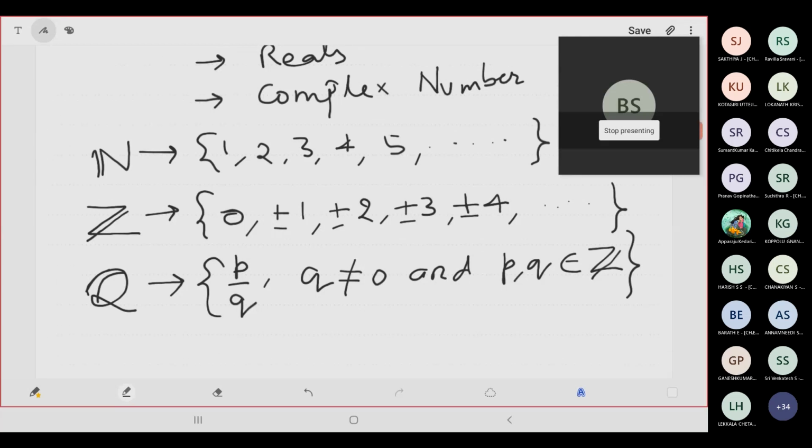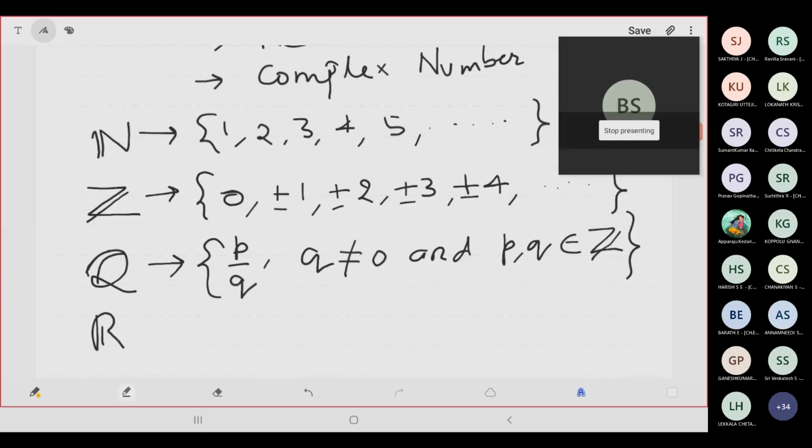Now go to real numbers. Real numbers are denoted in this kind of way: you write R and put a second line. So this is the representation for the real numbers. A real number is nothing but the set of integers, rationals and irrationals. Now you can write here the open interval minus infinity to plus infinity.